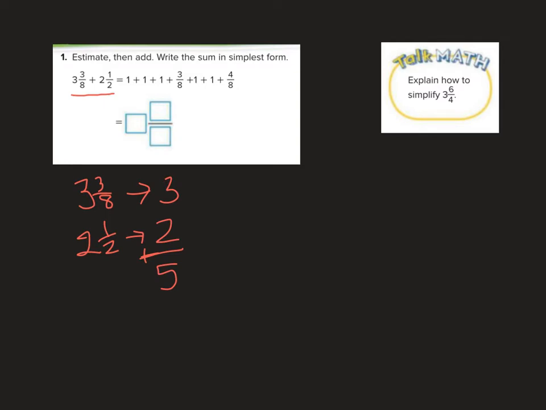Because none of these are greater than a half: if it's greater than a half, we round up to 1. If it's less than a half, then we round down to 0. We don't add 1 to our whole number. So our estimate is it's going to be about 5. Then it says write the sum in simplest form. Sum is just the answer to an addition problem.